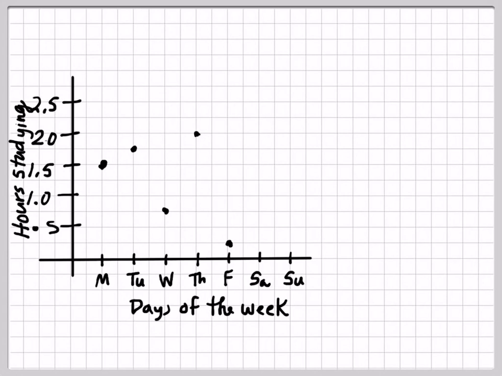Saturday is 0.25. And then Sunday, apparently they need to get some homework done before they go back to school. And so they're back to 1.5 on Sunday.